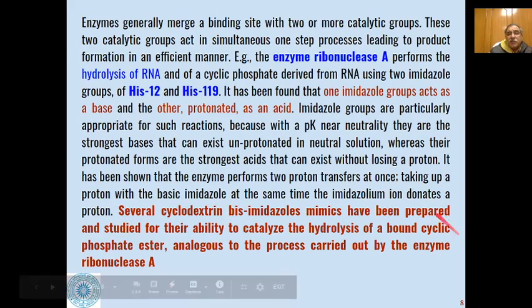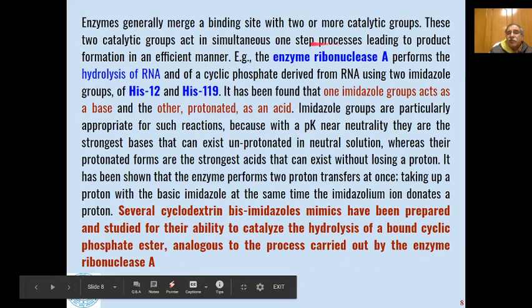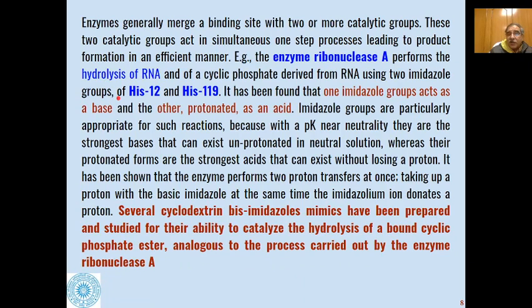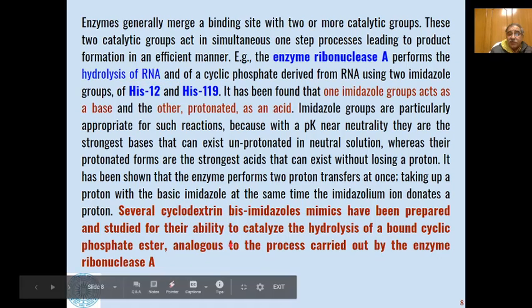Then there are some other examples. Enzyme ribonuclease A, we know, is used for hydrolysis of RNA, and the active sites on this enzyme are histidine 12 and histidine 119. So if we can prepare a mimic having two histidine moieties present on that mimic, then that can also be used for hydrolysis of different types of RNA.